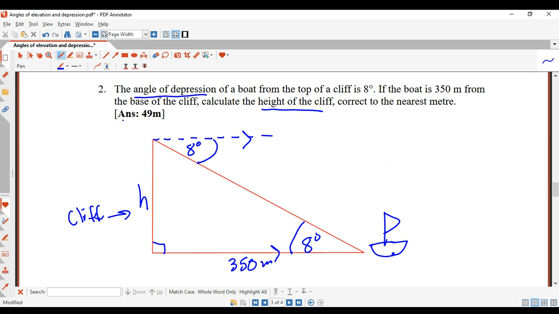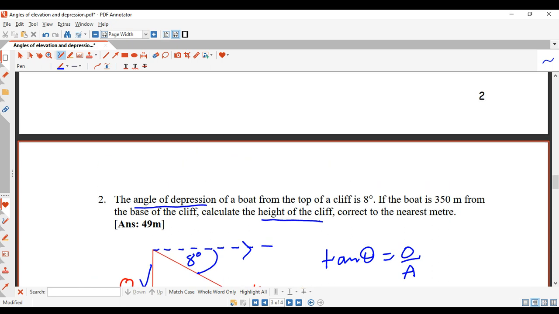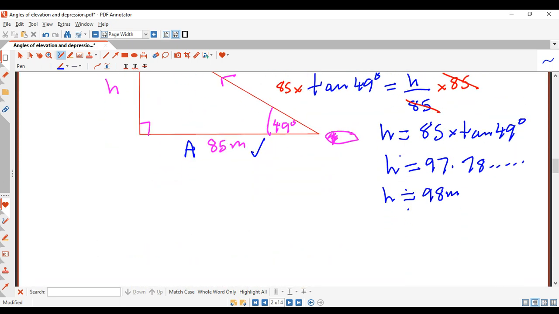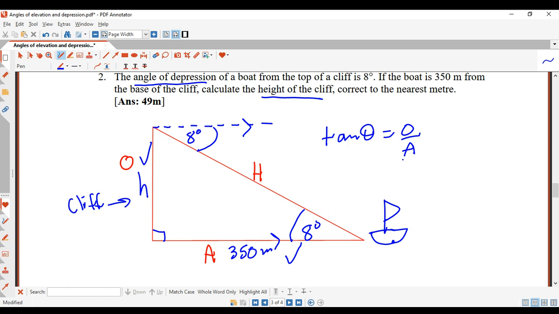So we'll start off by labelling the sides. Opposite here, adjacent here, hypotenuse here. Now the two sides we're working with are this one and this one. So that's tan again. Tan theta equals opposite over adjacent. If you look back at the previous working, it should be the same. Now you're going to replace all the numbers. So there's my 8 degrees, and I'm going to put that in there.